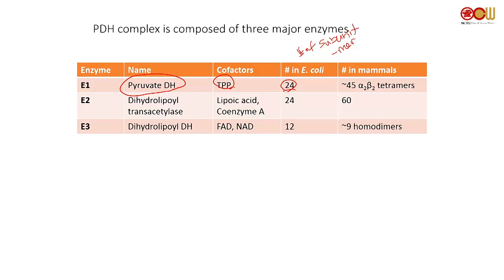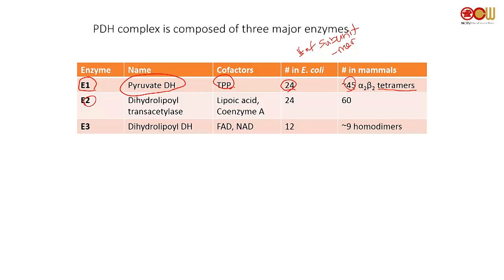Yeah, this is actually a large enzyme. You have 45 alpha 2 beta 2 tetramers coming together that gives you a functional E1 domain of your pyruvate dehydrogenase. Okay, and then you have an E2.